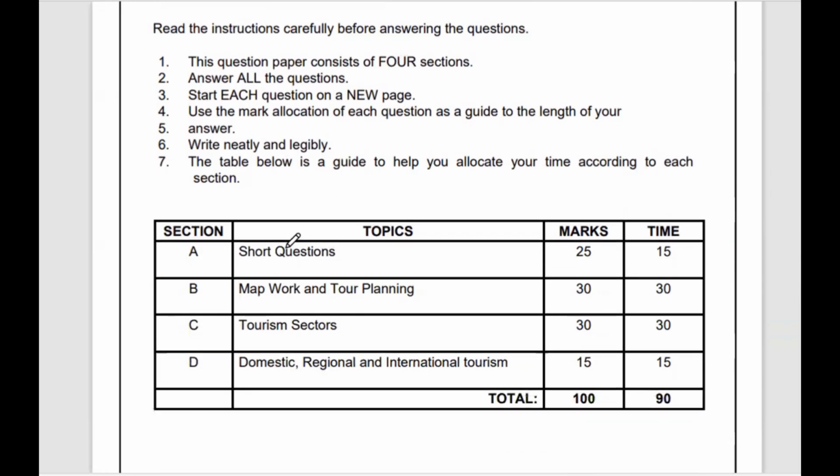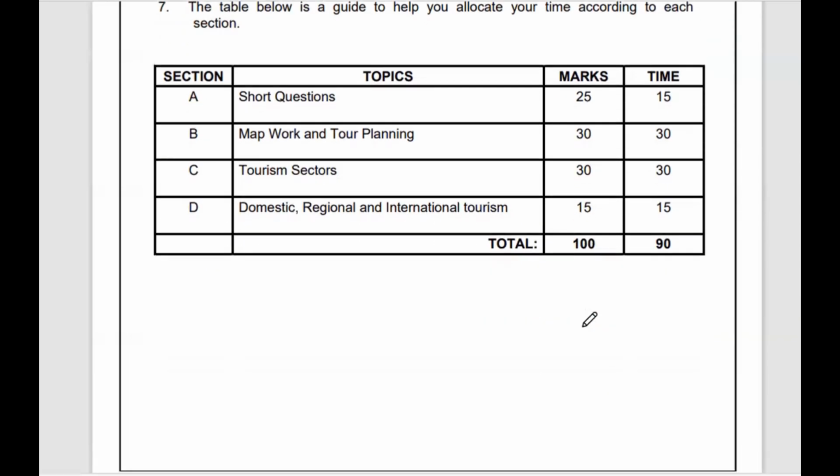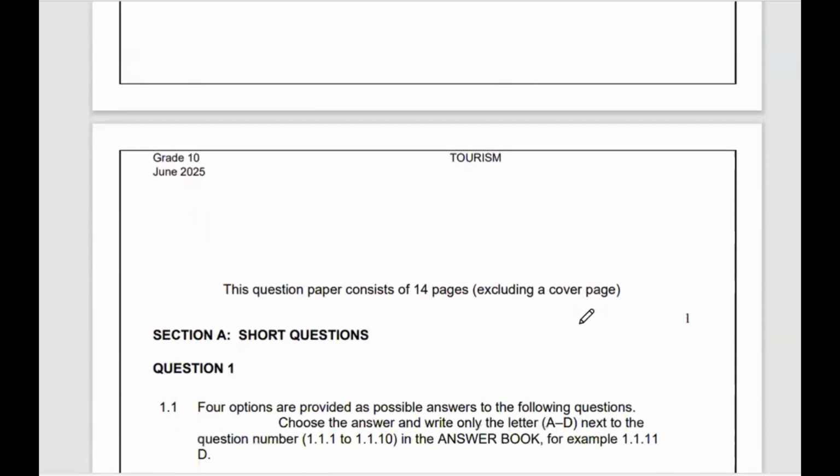length of your answer. Section A is going to be made up of short questions which constitute 25 marks. Then map and tour planning will contribute 30 marks. Tourism sectors will contribute 30 marks. Then domestic, regional, and international tourism will contribute 15 marks. So moving on to the first section, which consists of short questions.